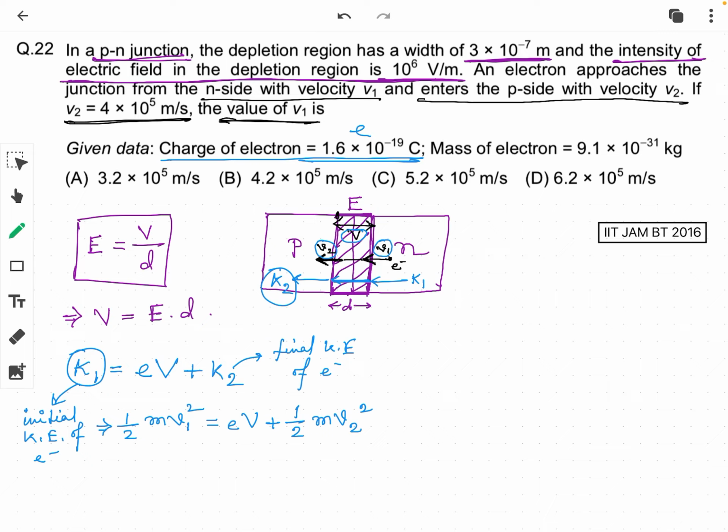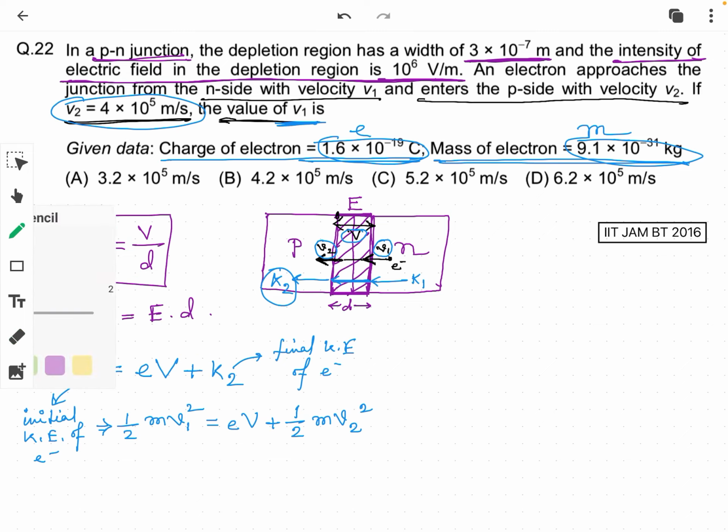Here this m is the mass of electron, that is 9.1 into 10 to the power minus 31 kg. Okay, this is the m. Now we have this e, m and also V2. We have V2. We don't know the value of V1, we need to find it. Now one thing we don't know is the value of V, this potential difference.